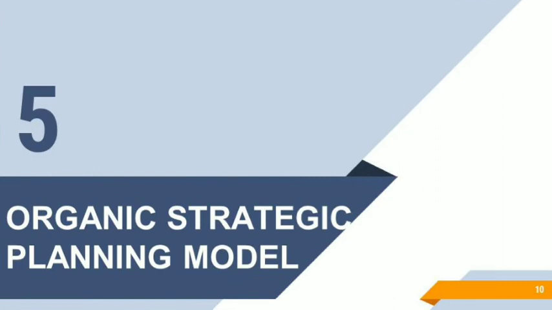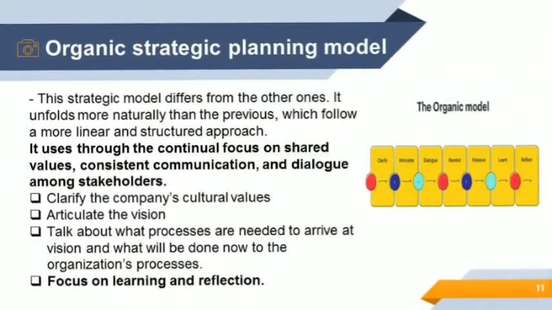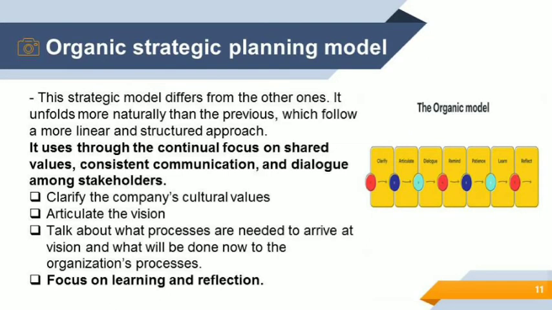The last planning model is the organic strategic planning model. Organic strategic planning model. This strategic model differs from the other ones. It unfolds more naturally than the previous ones, which follow a more linear and structured approach. It works through the continual focus on shared values, consistent communication, and dialogue among stakeholders. So this planning model focuses more on the cultural aspect of a company.